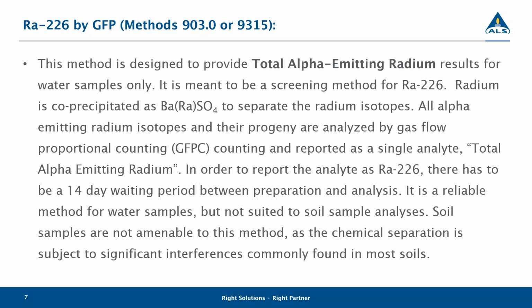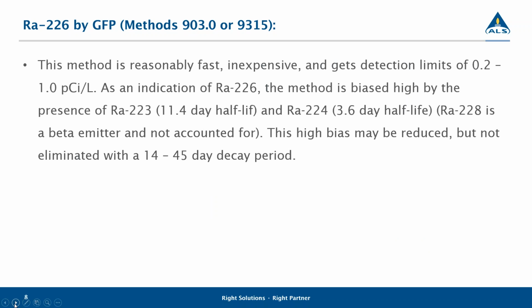So if you want to have this reported as radium-226, you do have to let some time go by and have some ingrowth. It's really best for waters. You can use it on a soil, but the chemical separation has a lot of interferences when we get into soils, and you will end up with a higher detection limit. It can be fast, inexpensive. You get detection limits of at least 1 picocurie per liter, possibly lower.